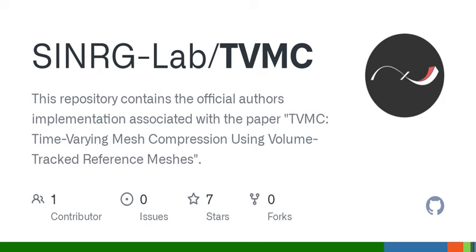The core of the technique involves something called ARAP volume tracking. Now, don't let the jargon intimidate you. ARAP stands for as rigid as possible, and it's a fancy way of saying they keep the mesh as close to its original shape as possible while allowing movement.